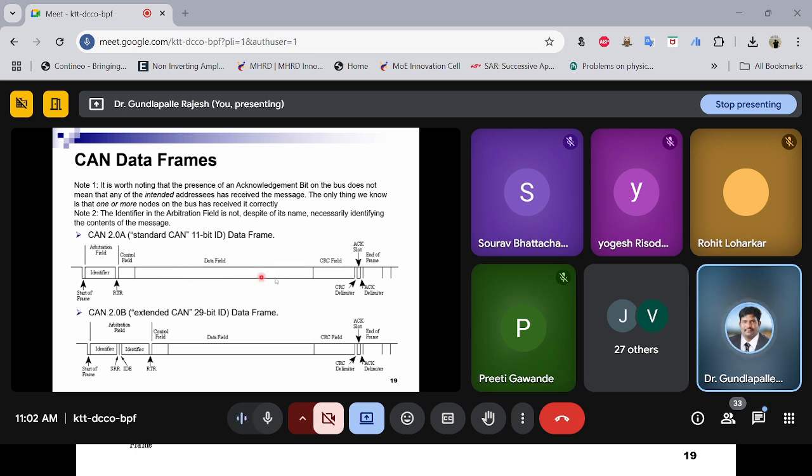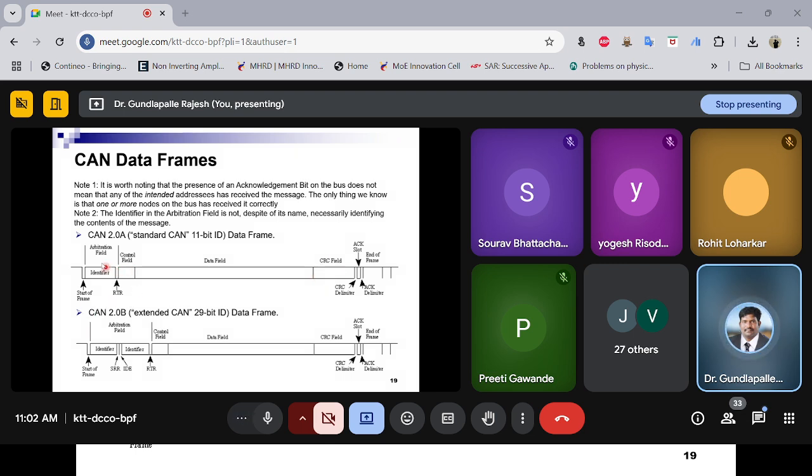In this data field, whatever data you are sending, that is 64-bit data. If there is any malfunctioning or any change in the data frame, it will be detected, and sometimes it will be corrected also, using this CRC field.